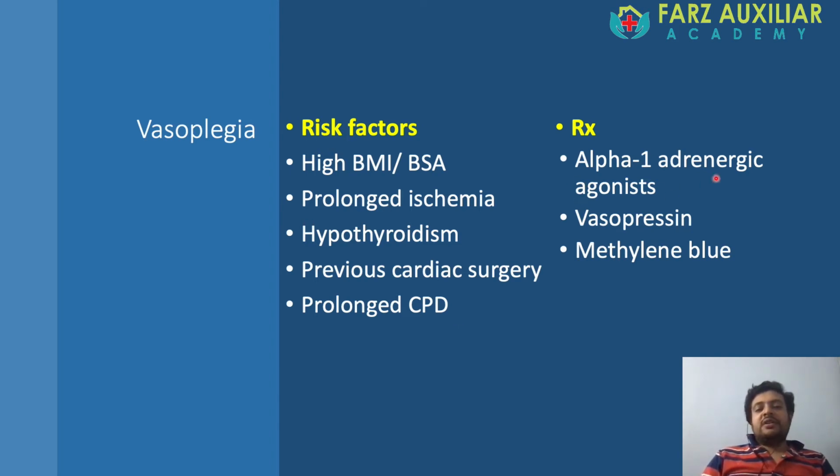And as I have discussed, the alpha adrenergic agonists are used. Vasopressin can be used. For alpha adrenergic agonists, you can use both noradrenaline and phenylephrine. Vasopressin and methylene blue have also been used with reasonable success in this group of patients.